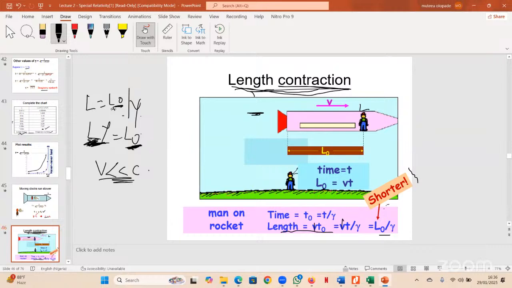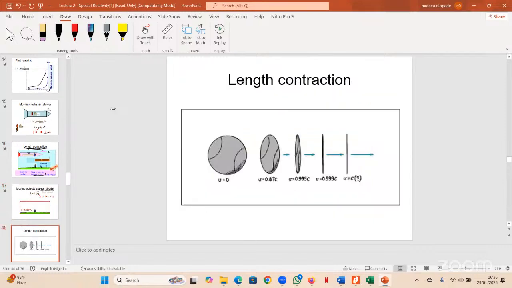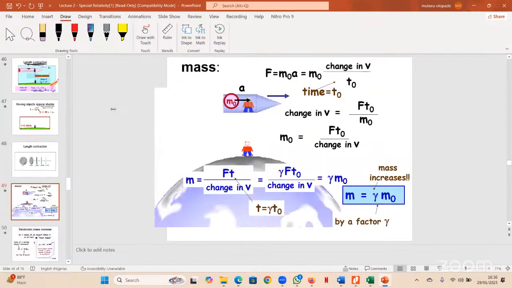It's inversely proportional. So this is what you observe as it is trying to get. So the same thing applies to mass. You can see that what happens to the time appears to have happened to the mass. Time, mass. But you have the length, the same thing that happens to the mass.